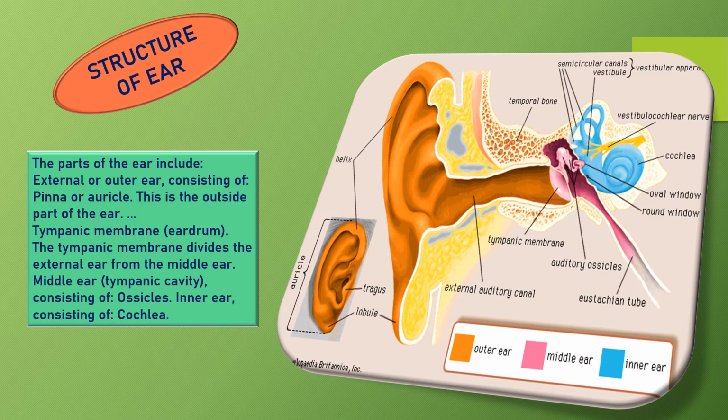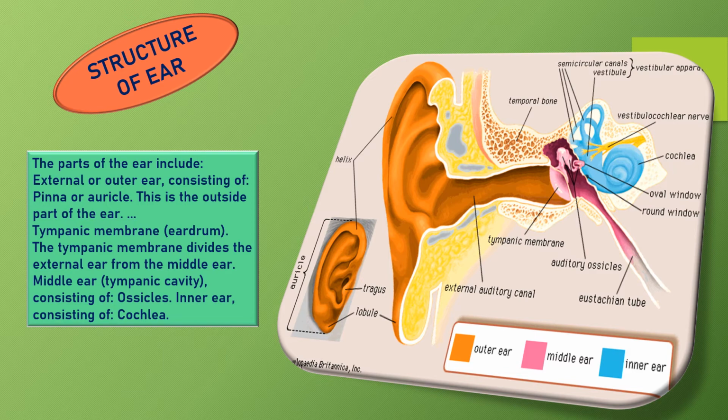Structure of human ear. The parts of the ear include the external or outer ear. This is the external or outer ear. See this yellow color in the index. Till this it extends, that means it is the external or outer ear.